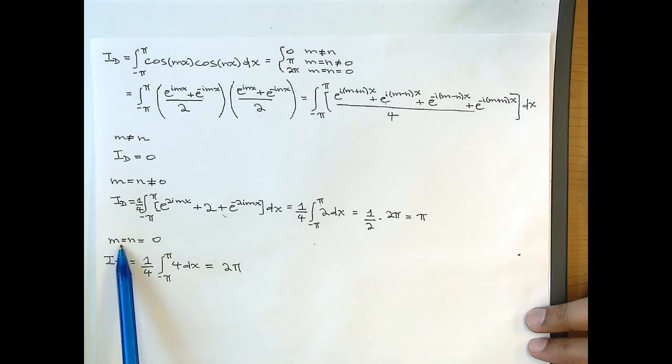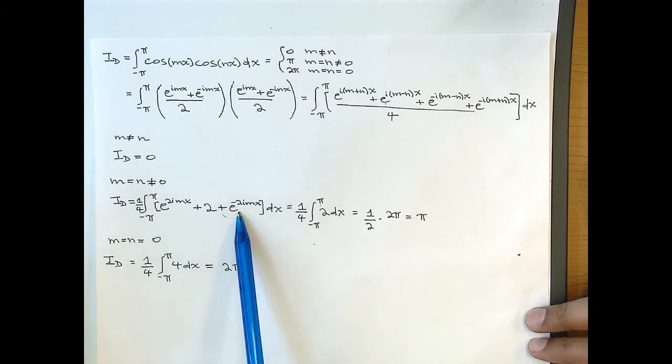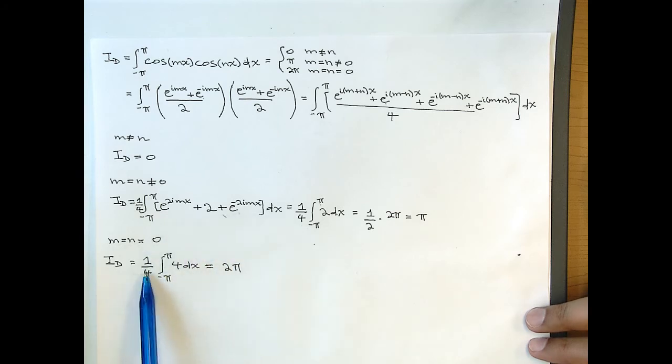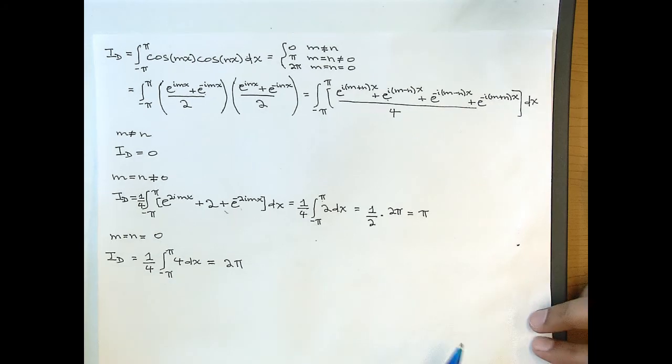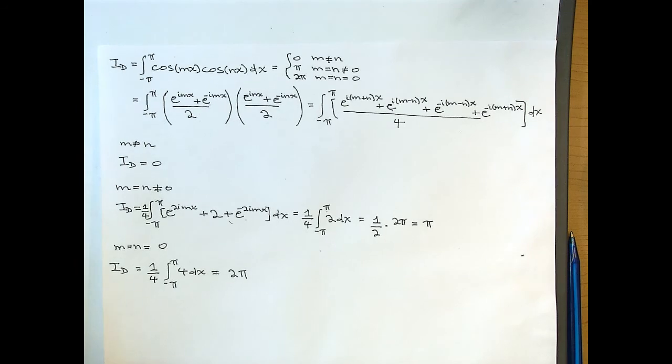And finally, when m equals n equals 0, in that case this will go to 1, and this will also go to 1. So we will just get the integral of 4 dx, with the factor of 1 over 4 outside. Once we evaluate this integral, we will just get 2 pi here. So very tedious, but very logical.